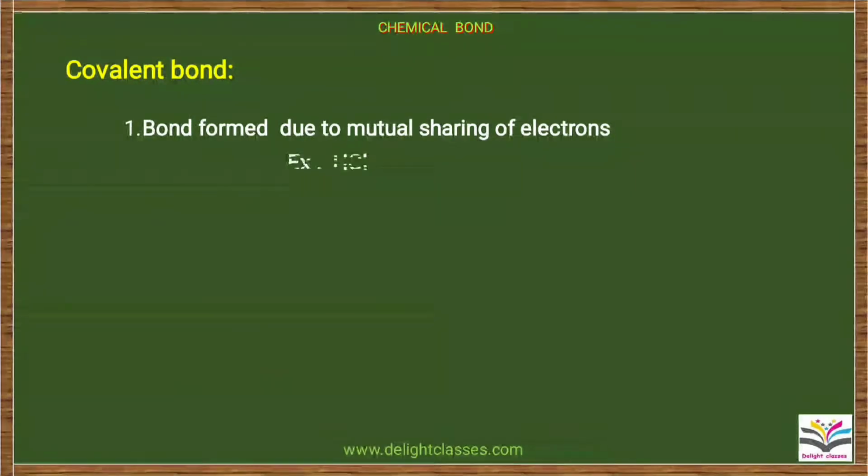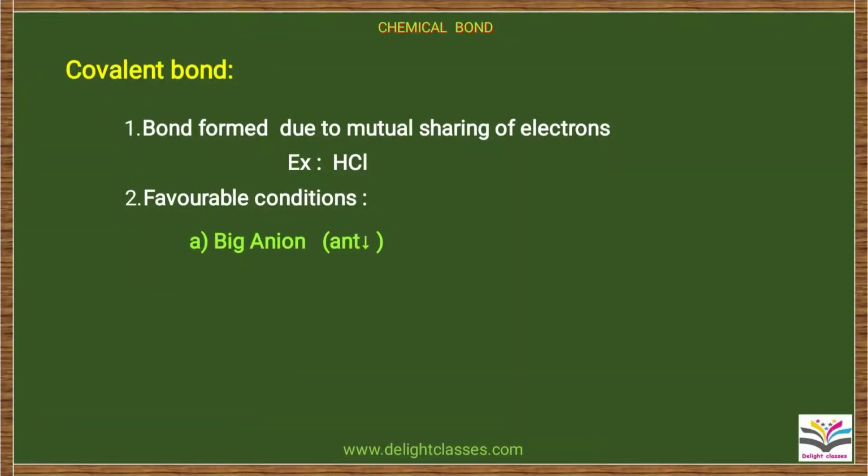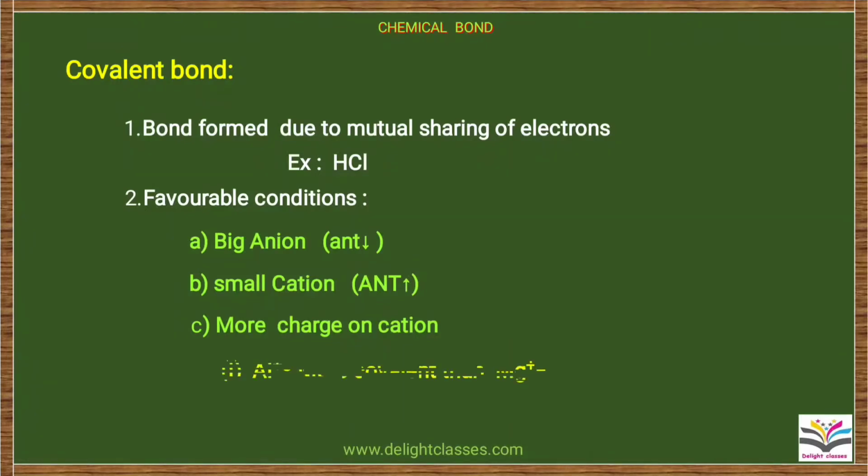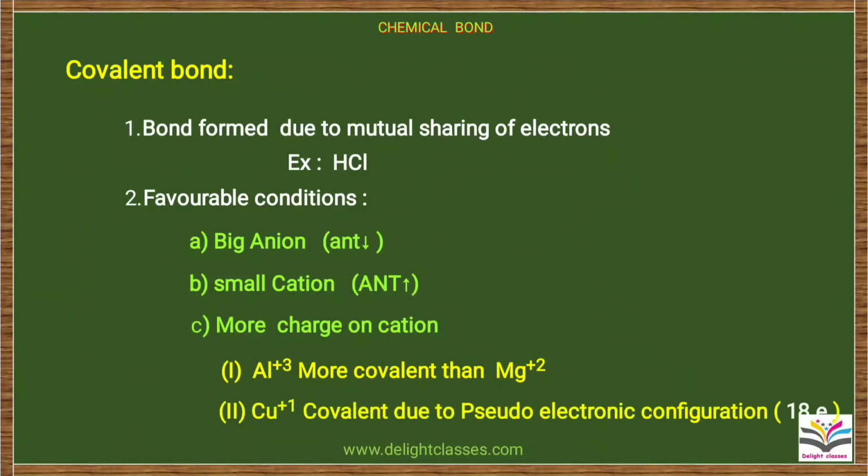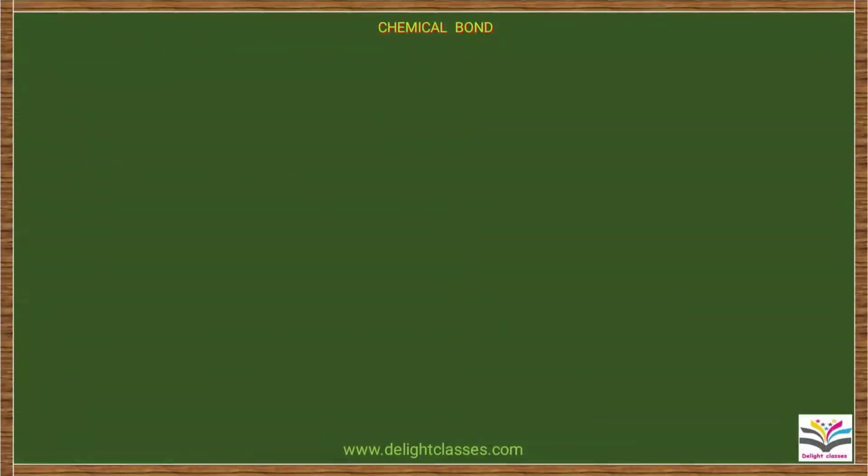Covalent bond. Bond formed due to mutual sharing of electrons. Example, HCl. Favorable conditions: big anion, small cation; small cation, big anion; more charge on cation. Example, Al3+ more covalent than Mg2+, Cu+ covalent.